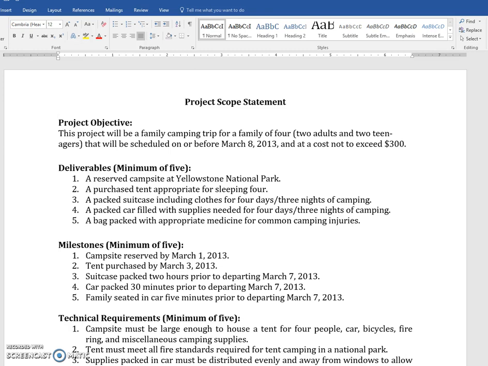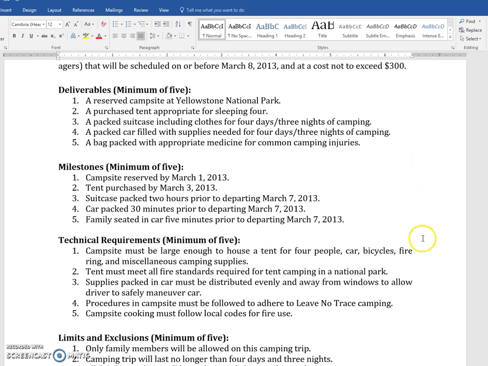If you know a dollar amount specific to the project, you certainly could use it. But at this point, it's preliminary, so we don't really know a lot. Here's a couple of deliverables. I always like to see a minimum of 5 deliverables. So a reserved campsite at Yellowstone, a purchased tent that can sleep 4, a packed suitcase. So all of these are things that are going to be delivered throughout this project.